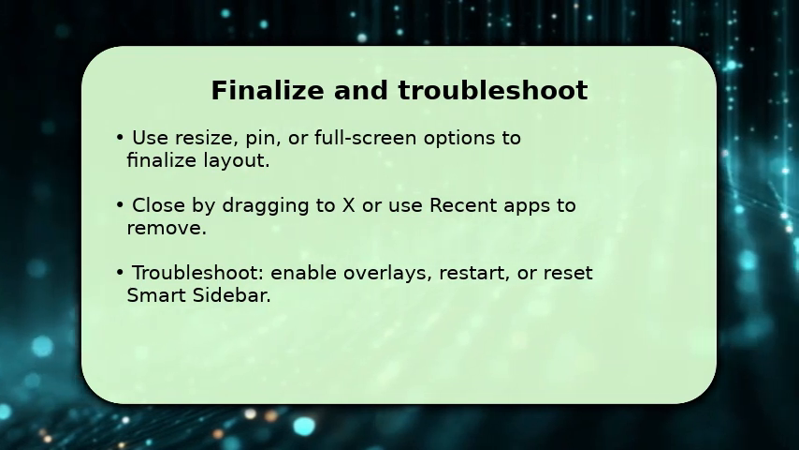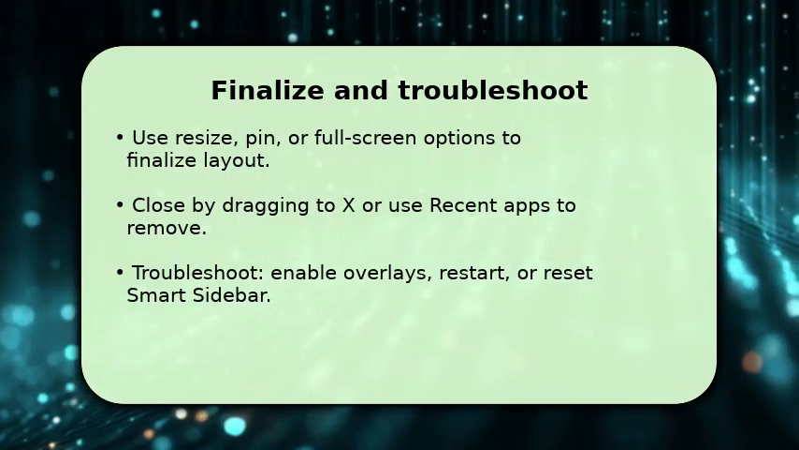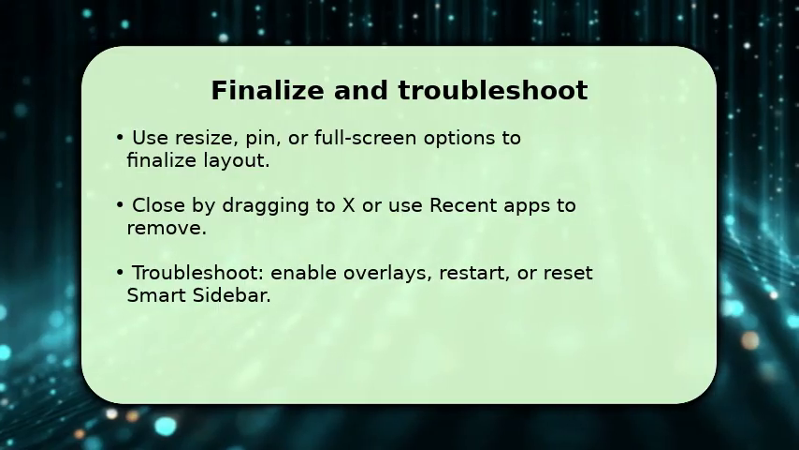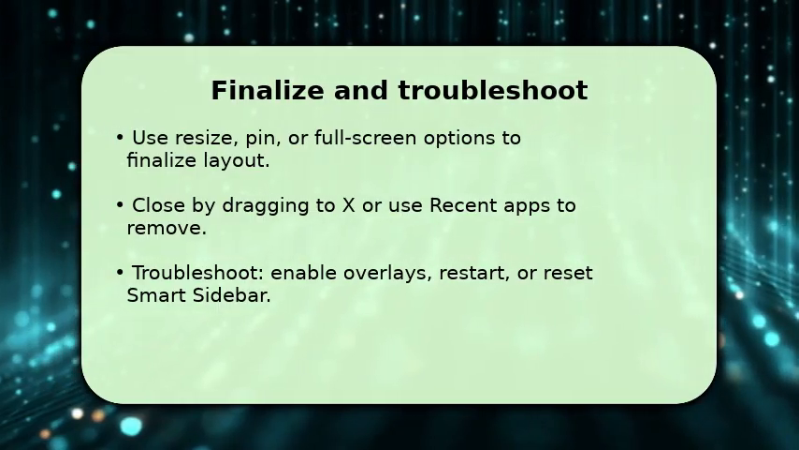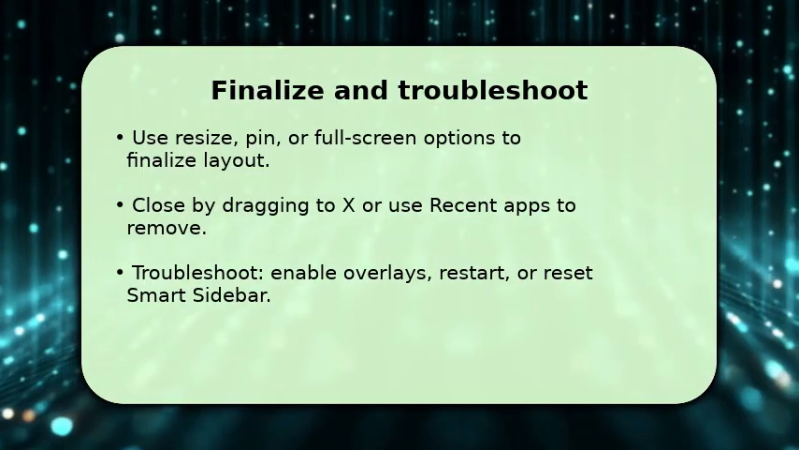If the floating window won't appear, make sure overlay permissions are enabled for the app, restart the phone, and verify Smart Sidebar is active. If problems persist, reset sidebar settings or clear app cache. These steps usually restore floating function without losing your data.